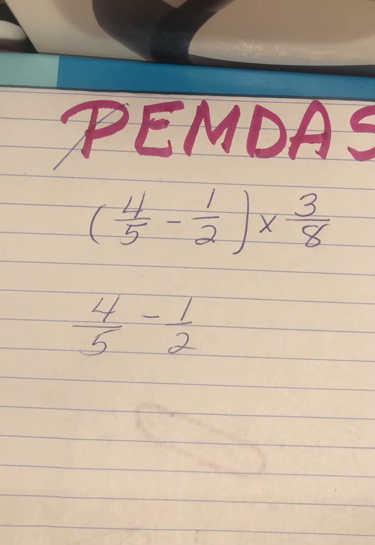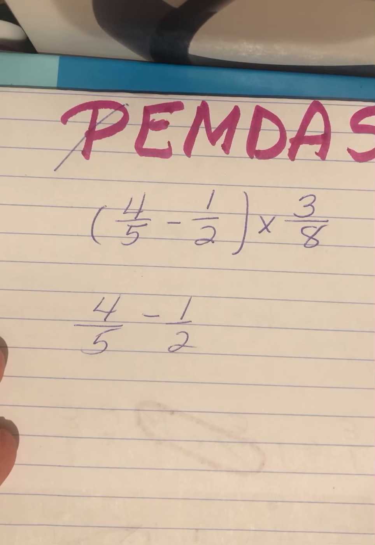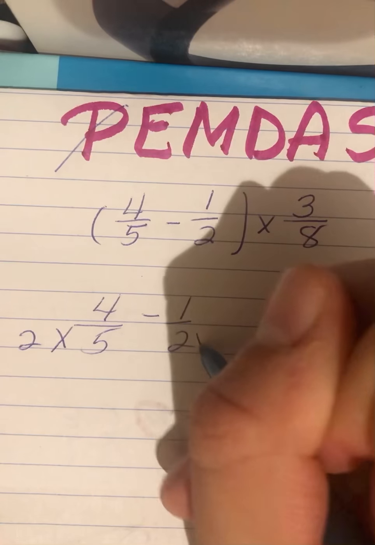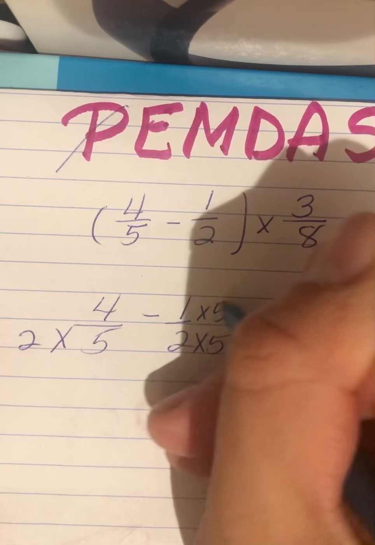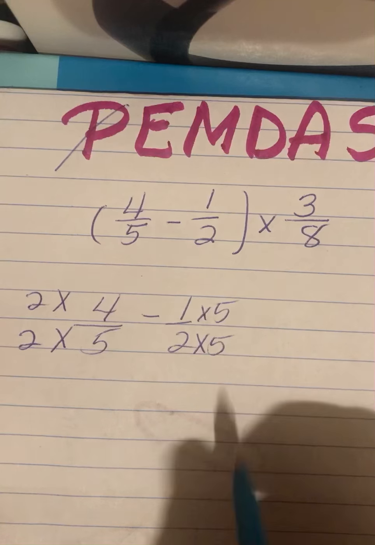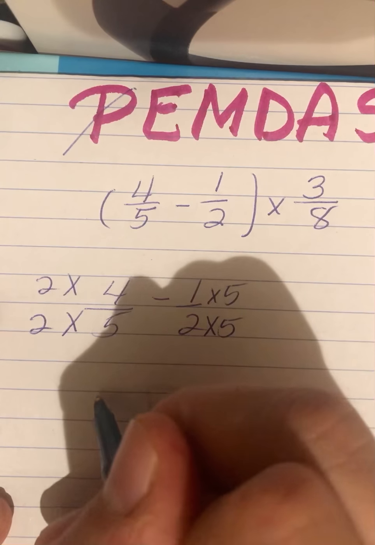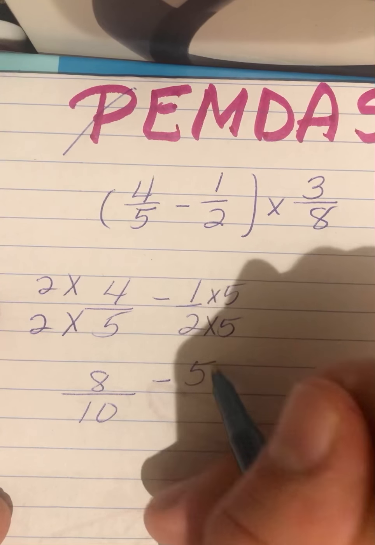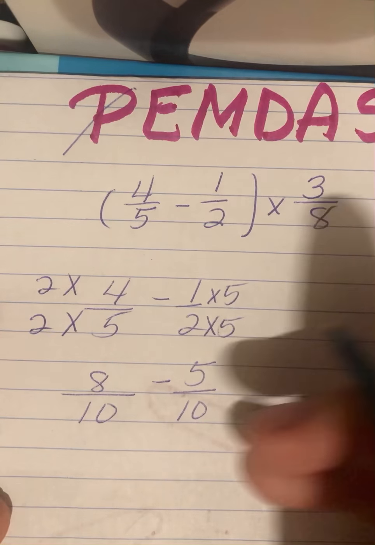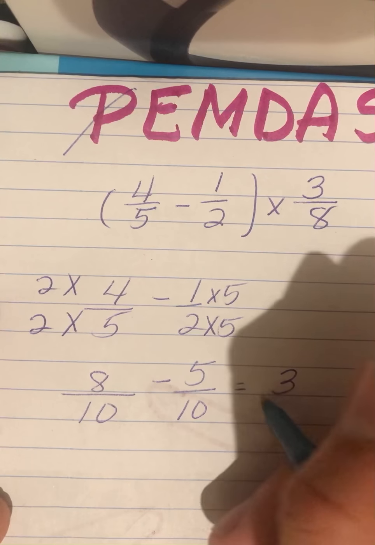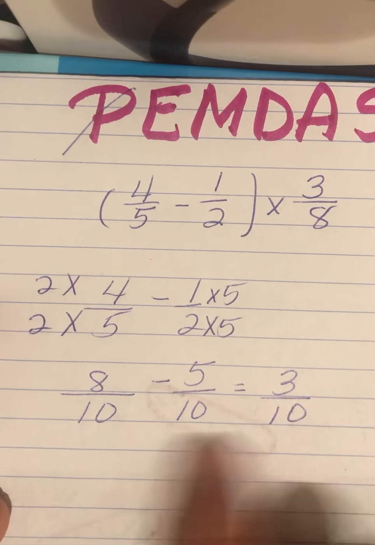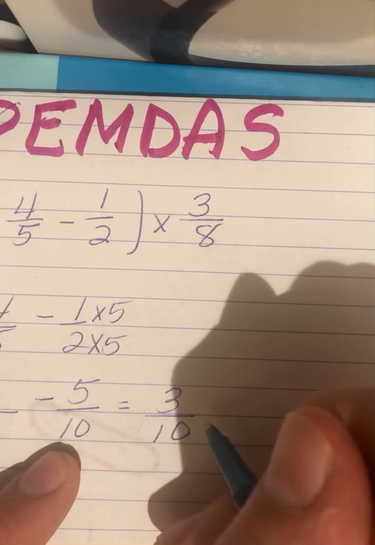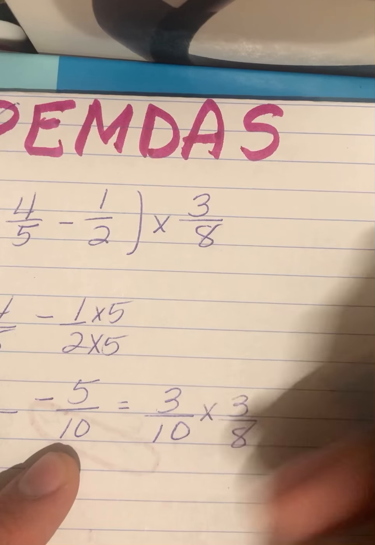That means I'm rewriting the fractions. I know that they both have 10 as a common denominator. So I multiply here by 2, and I multiply here by 5. I rewrite my fractions as 8 over 10 minus 5 over 10, and I'm left with 3 over 10. The difference is 3 over 10. Am I done? No, because I have to carry down the times 3 over 8.